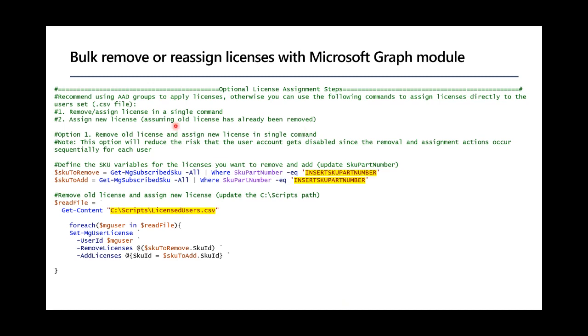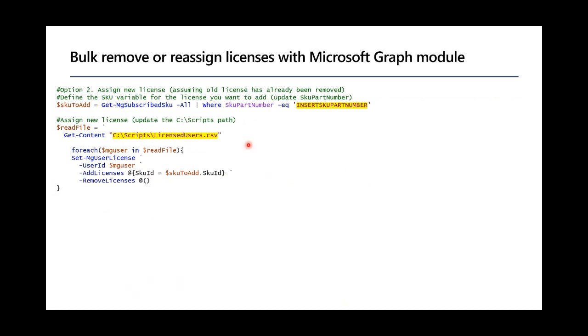So for option number 1, this allows you to remove the old license and assign the new license in a single command. So if you're not planning to use group-based license assignment for the new license, then this option would be recommended since it reduces the risk that any user accounts will get disabled because of the fact that the removal and the assignment actions occur sequentially in a single step per user as the script loops through all the users in that CSV file.